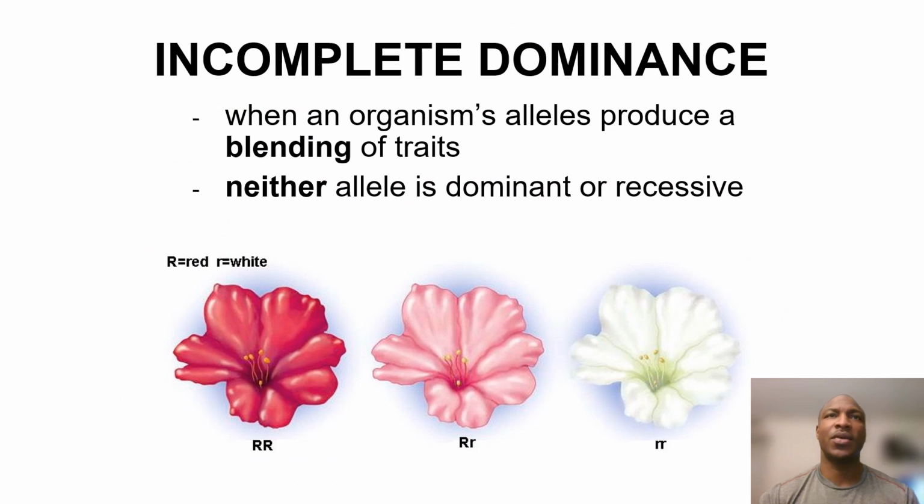And this is called incomplete dominance. Make sure you write that down. Incomplete dominance is a blending, so make sure you circle blending. All right. Neither allele is dominant or recessive. A good way to remember is you always mix a new color. You don't see the dominant one and you don't see the recessive one. You won't see red and you won't see white. You're going to see something different, pink.